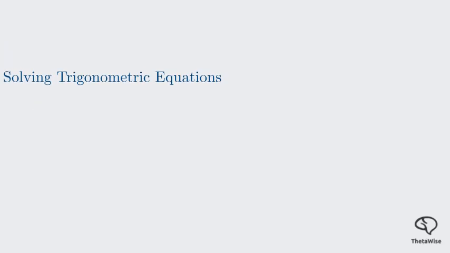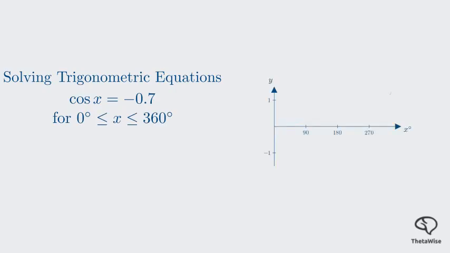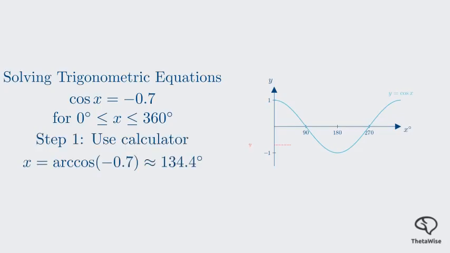In IGCSE exams, you will also encounter equations involving the cosine function. Let's solve one where the value is negative. Cosine x equals -0.7 for x between 0 and 360. When you use your calculator, you get approximately 134.4 degrees. Looking at the graph, we can see the first intersection occurs in the second quadrant, between 90 and 180 degrees.